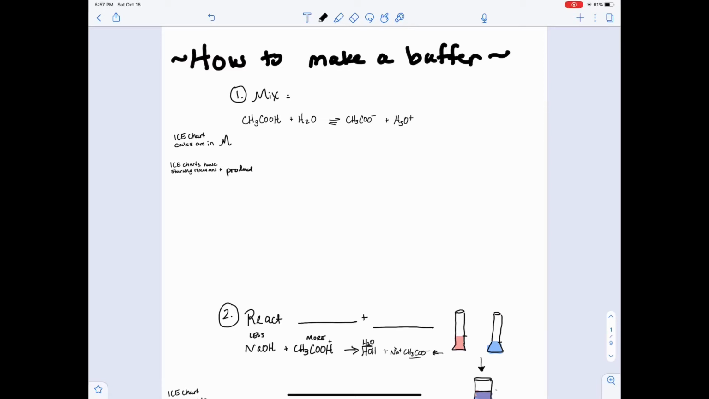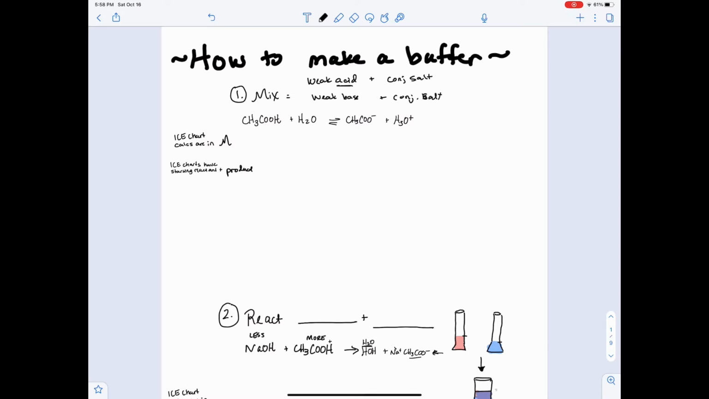All right, so how to make a buffer. There are actually two ways to make a buffer. One is you just mix some stuff together that you already have on hand, and the other way is going to involve doing a reaction. So to make the mix, you're going to do a weak acid and its conjugate salt, and you'll add those together. Or you're going to do a weak base, and guess what? Its conjugate salt.